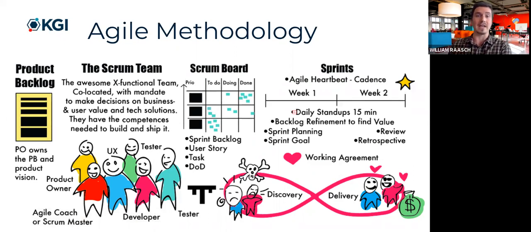So they will be meeting all the time so that they can be in touch with each other's concerns and contributions. And then they make decisions on business and user value and tech solutions. So they're all making decisions together that cover the business end as well as the user experience end and the technical end. And they also have the competencies needed to build and ship it. And those are competencies that I hope you all will gain, at least at a fundamental basic level, through this class. Here's an example of what a team might look like.